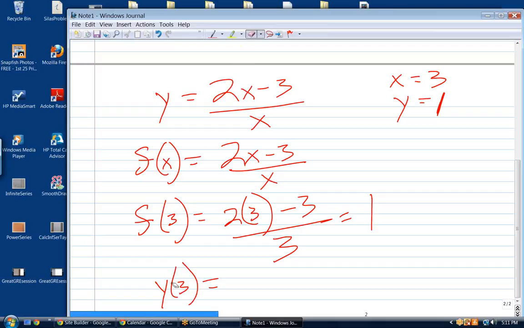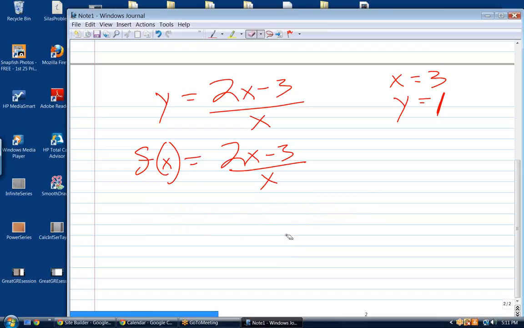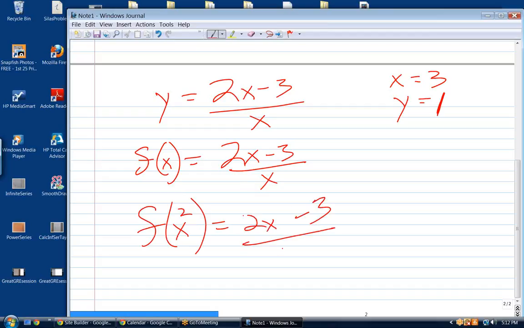So that's why you'll sometimes see something called f of x instead of y, because it allows you to be a little bit more robust. You can now substitute whatever you want in front of that. If I said, what is f of x squared? I would plug in x squared. So I would have 2x squared minus 3 all over x squared. So that's how the f of x notation works.